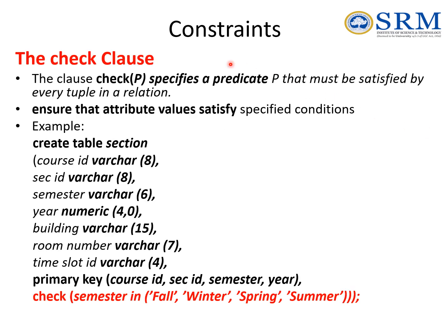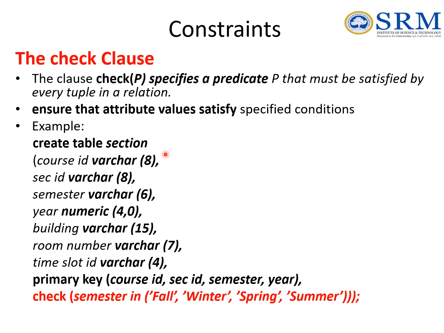Coming to the check constraint, here we have check of P, where P refers to the predicate that must be satisfied by every tuple in a relation. It ensures that the attribute value satisfies a specific condition. Here we need to provide a condition.